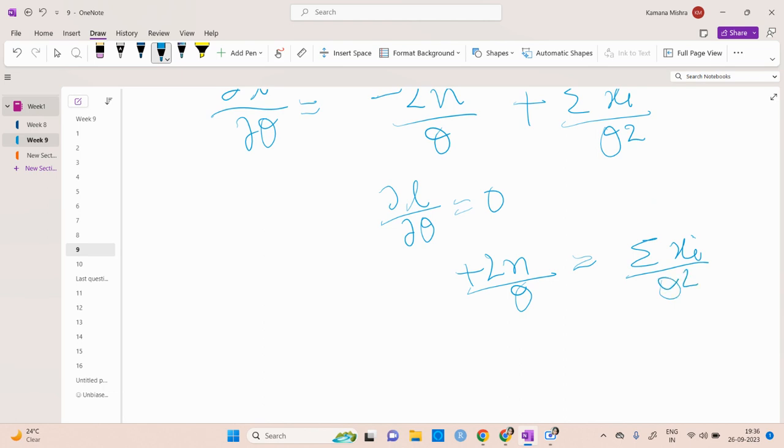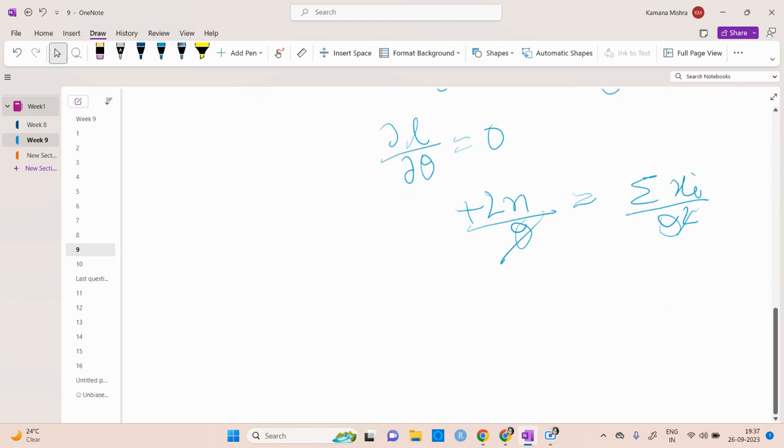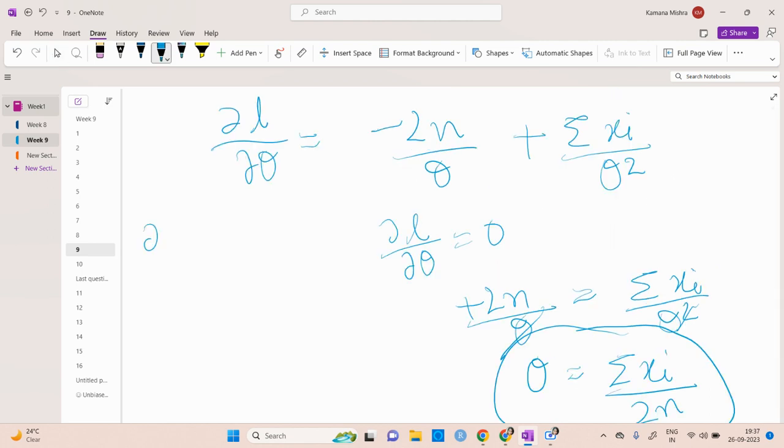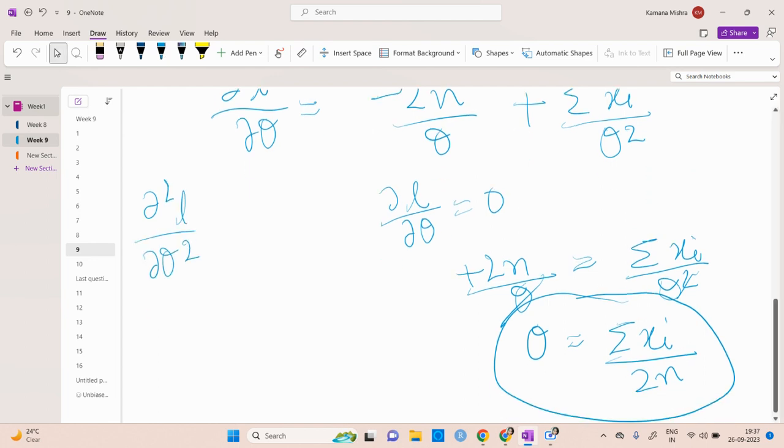Now θ is greater than 0, not equal to 0. We can cancel it out, right? So θ is equal to summation xi divided by 2n. Now we have found one estimator of θ. Remember, if we have found an estimator, it's not necessary that this is the maximum. So the next step is that we need to find ∂²l/∂θ². So ∂²l/∂θ² will be what?